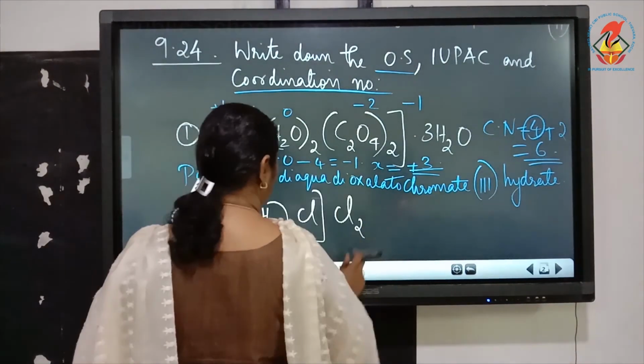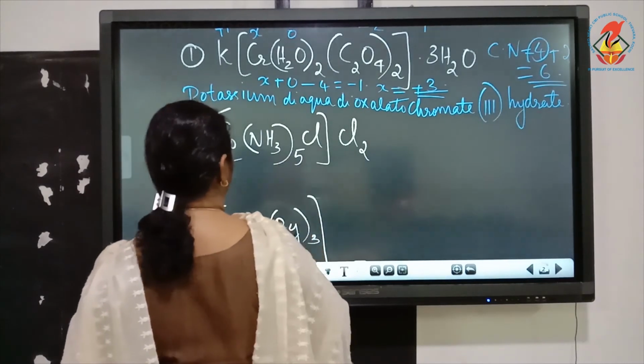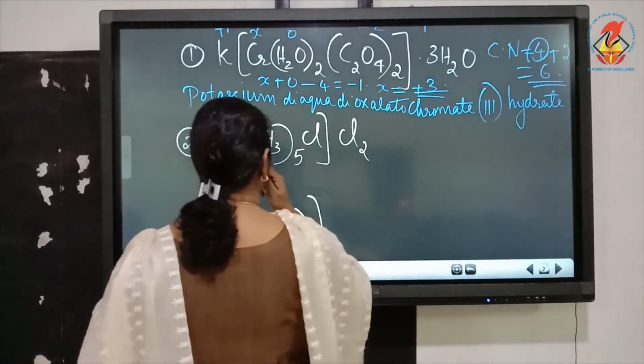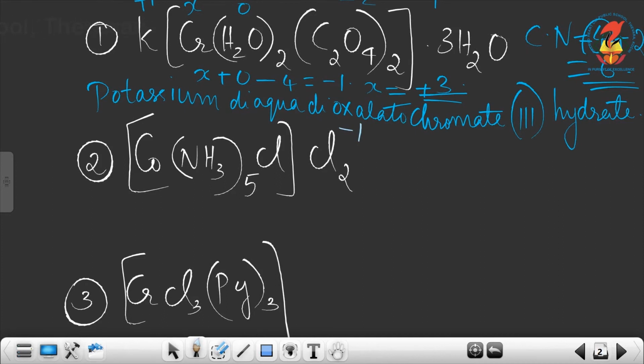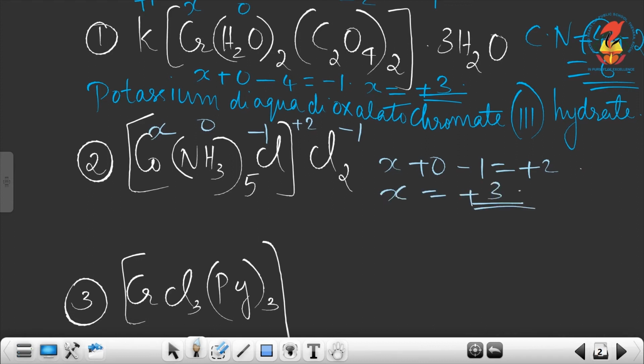Now the next question, second question, [Co(NH3)5Cl]Cl2. Here let's find the charge of complex ion, +2. Let's find the oxidation state. X plus 0 minus 1 is equal to +2, so X will be equal to +3. So here the oxidation number of cobalt is +3. Now let's write the coordination number. What is the coordination number of central atom here? 5 plus 1 is again 6. Coordination number is again 6.